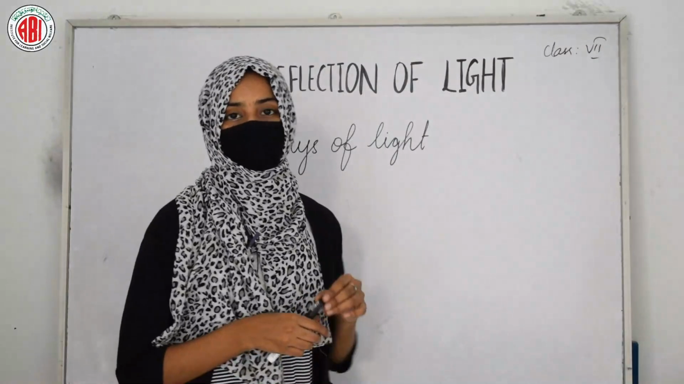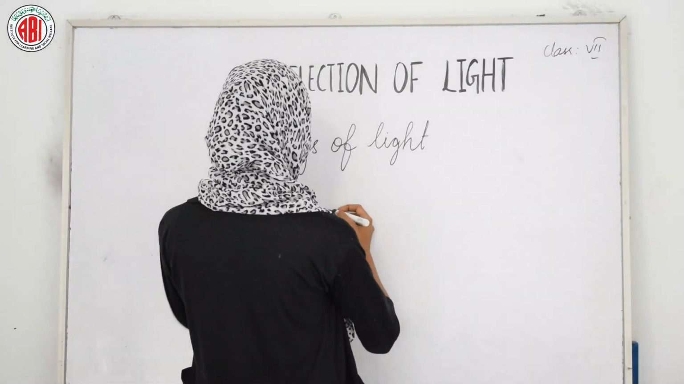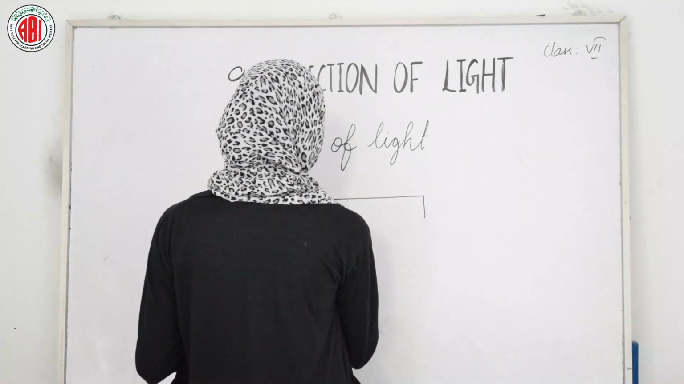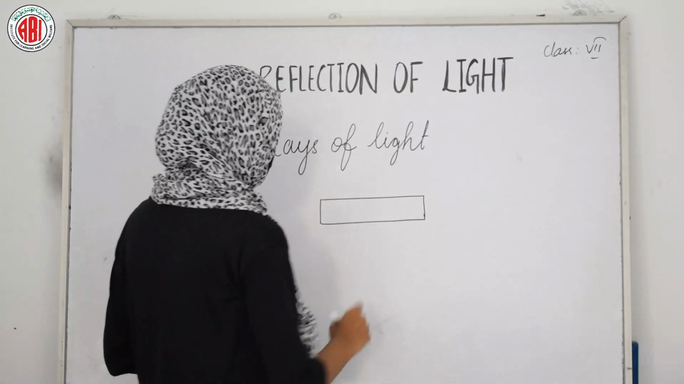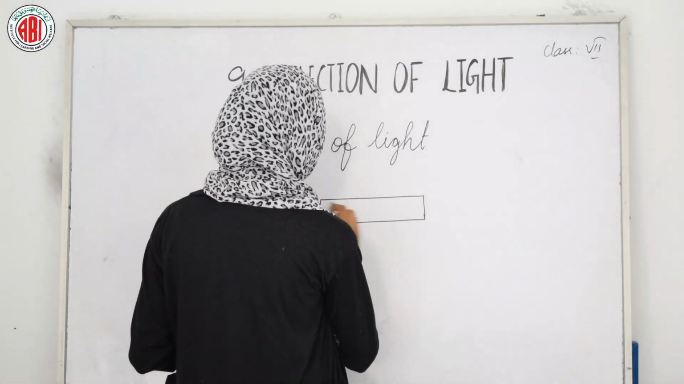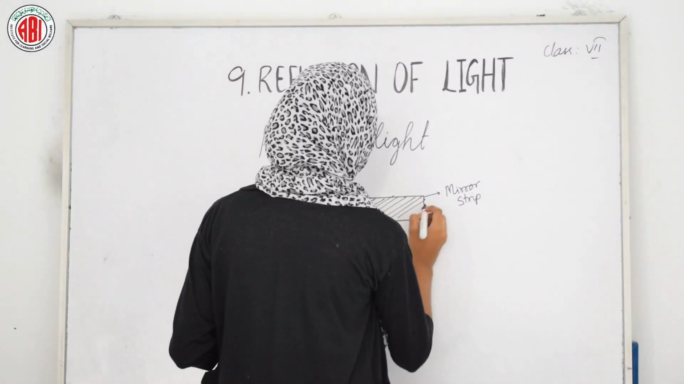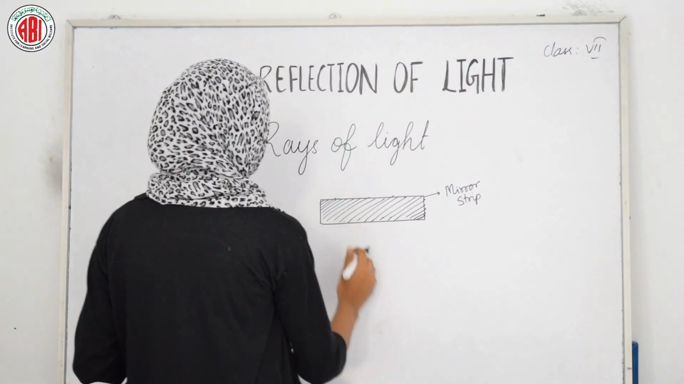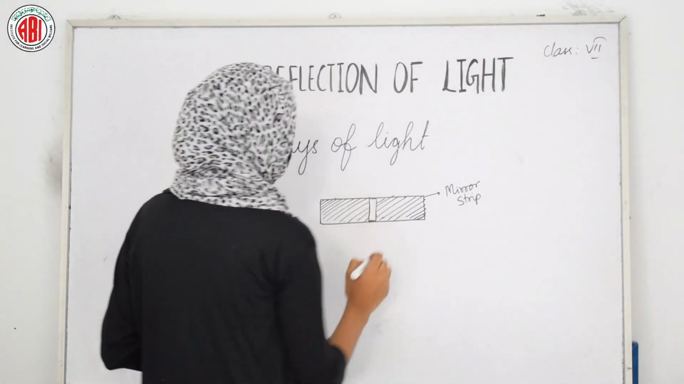Let us learn about the rays of light. Here we'll do one activity to know how the rays of light can be observed. We need to take one mirror strip. This one is our mirror strip. Now cover this mirror strip with the black paper strip. After covering it with the black paper strip, cut a 1 millimeter white slit in this way.